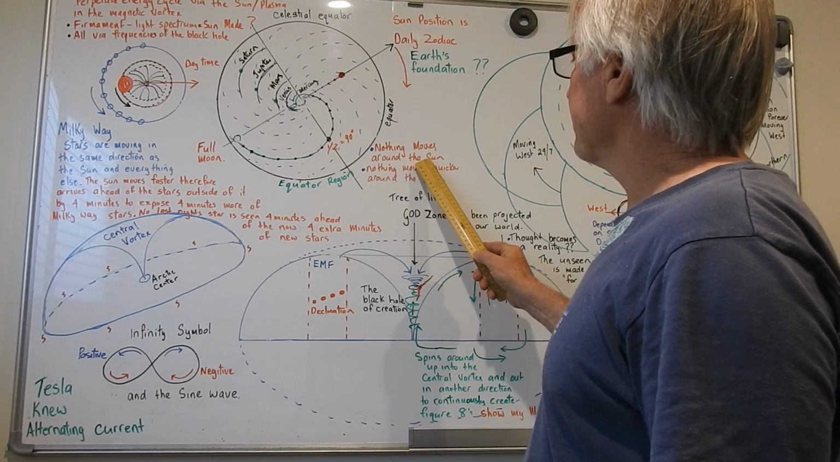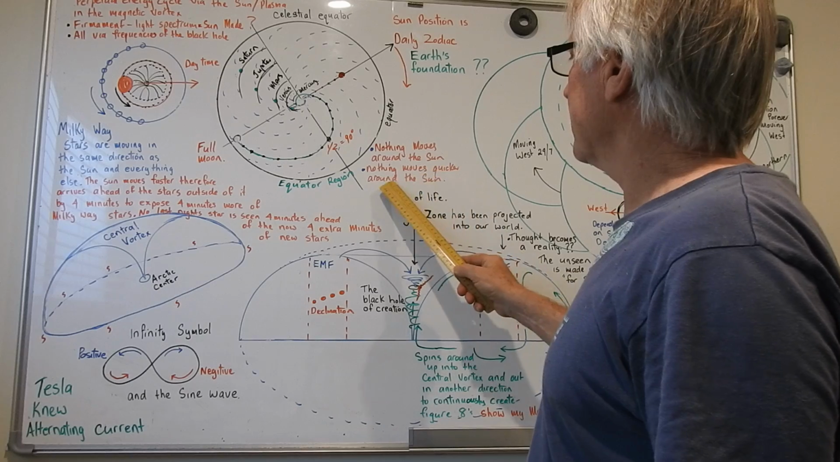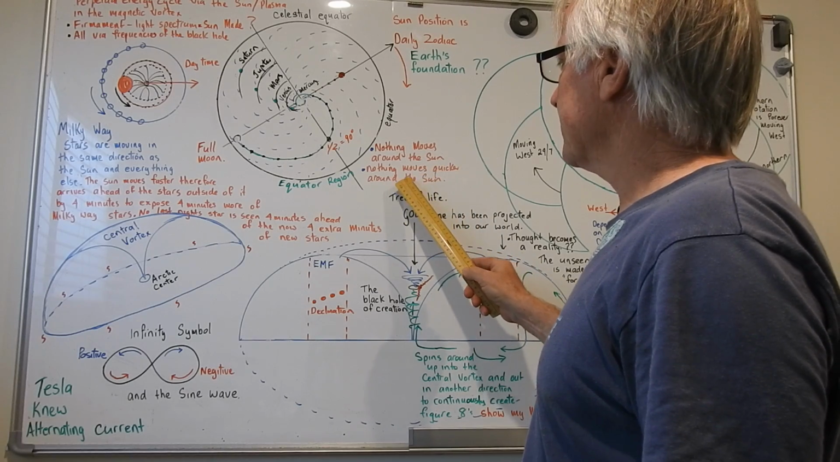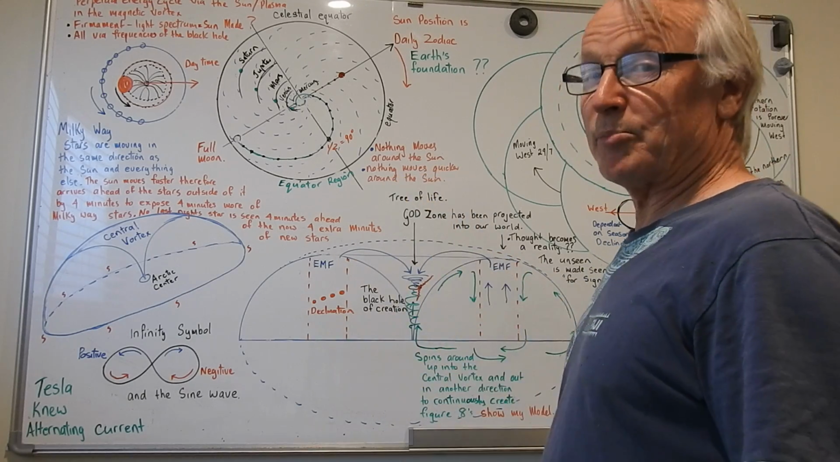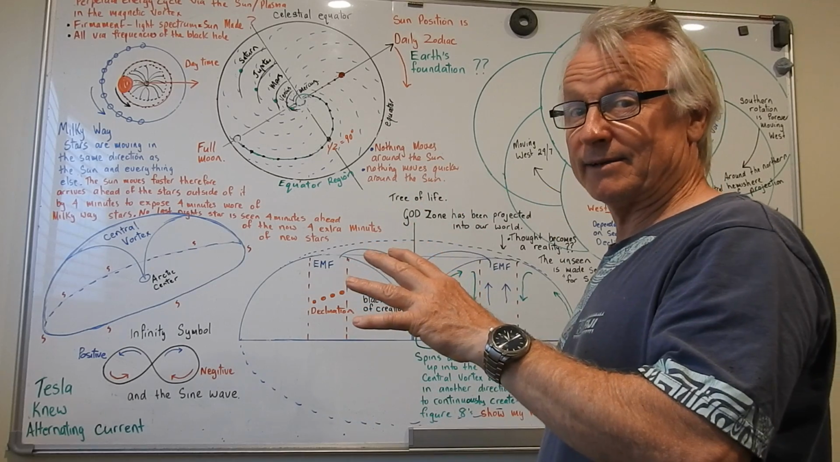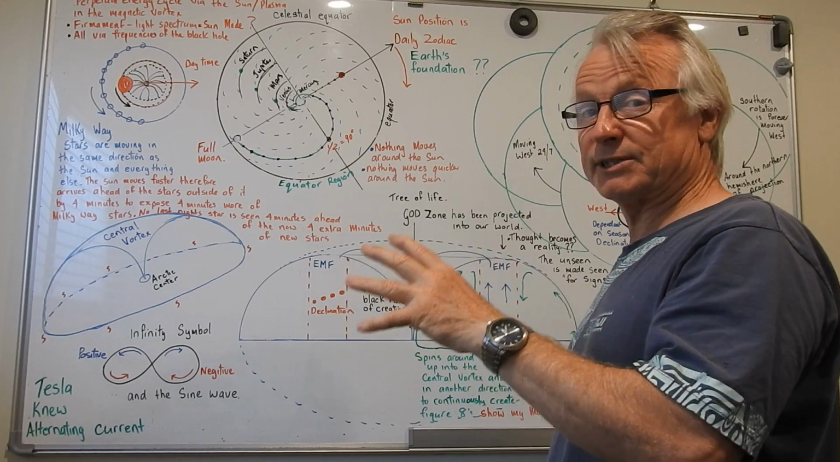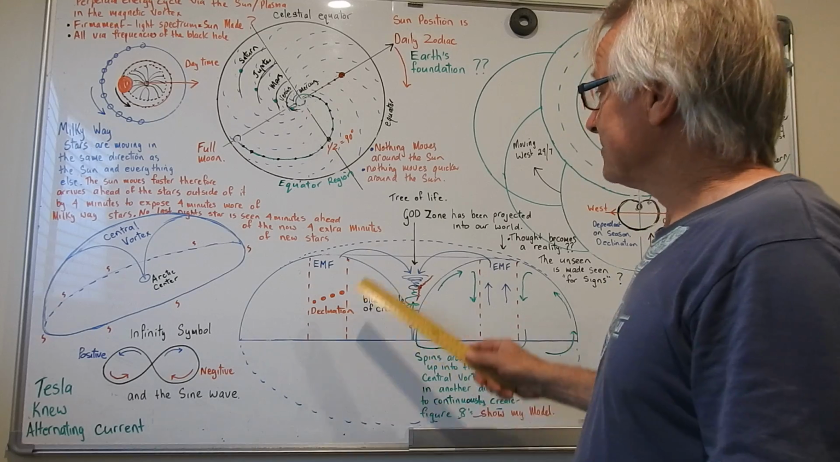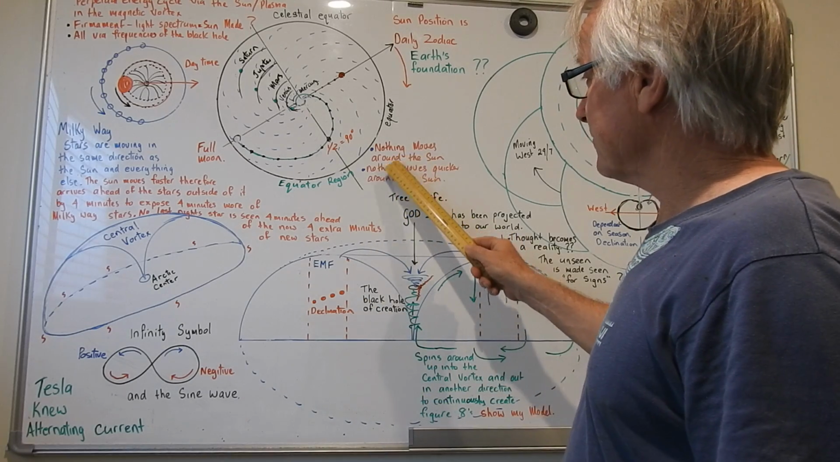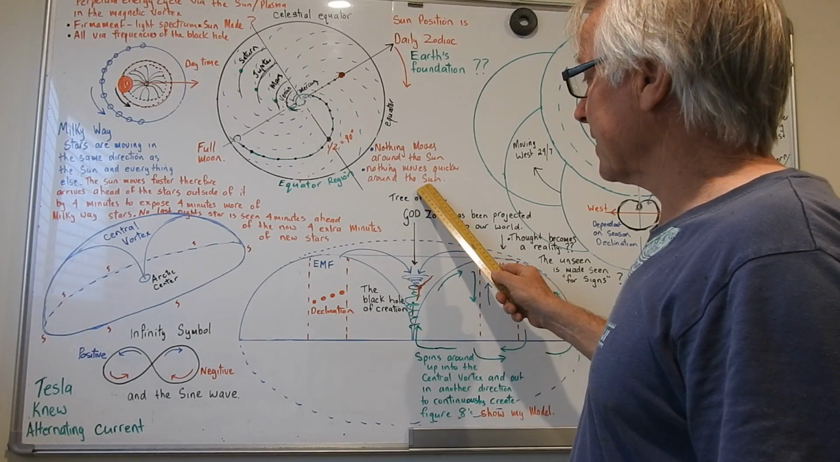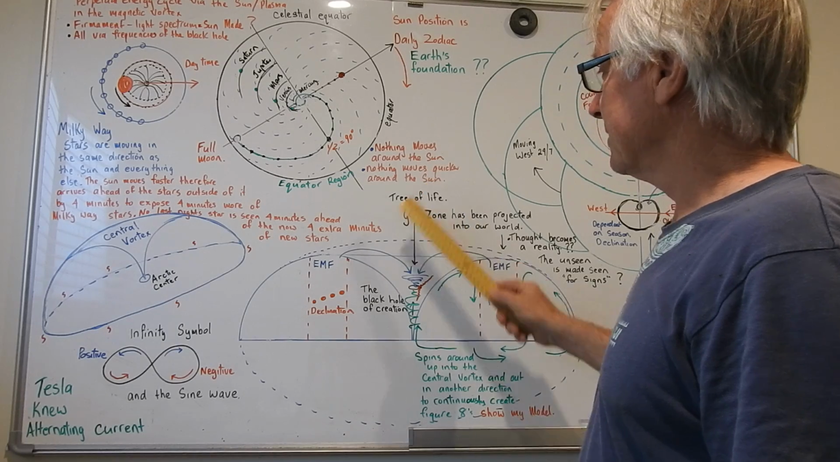Nothing moves around the sun. Nothing moves quicker around the sun. The sun catches up to it. No planets go around the back of the sun. You'll understand all this in future videos. But if the sun's moving quicker than everything, how can it go around the back of the sun? How can it go around the sun?